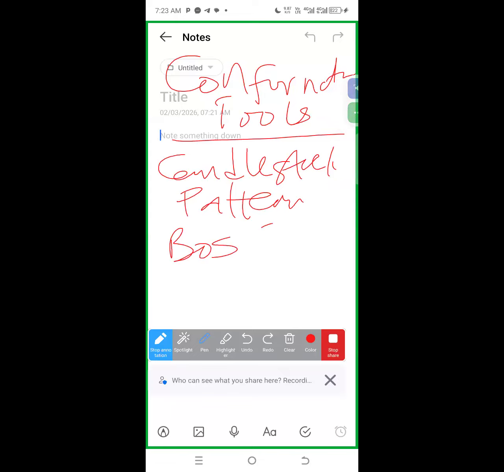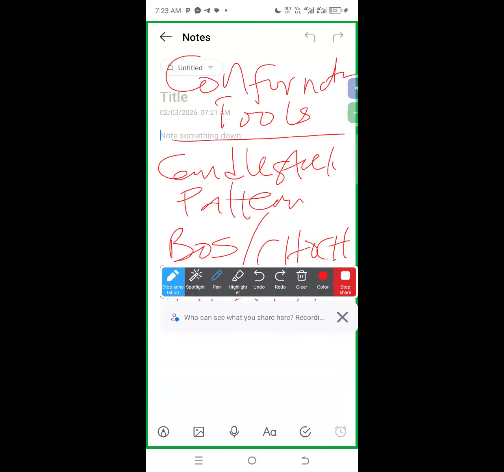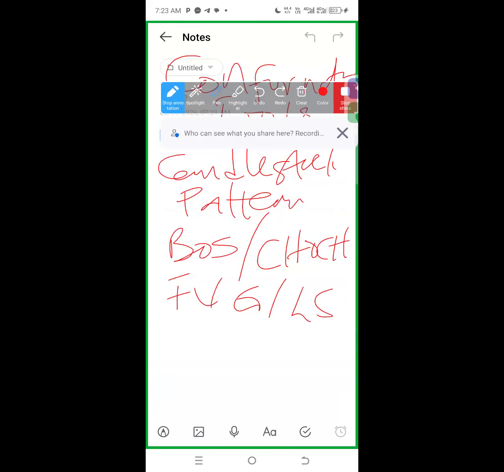Then BOS, that is break of structure, change of character. Very good. And then fair value gap. Yes, fair value gap. So just these three, or we can also add liquidity sweep. Liquidity sweep. That is for confirmational entries in the market.